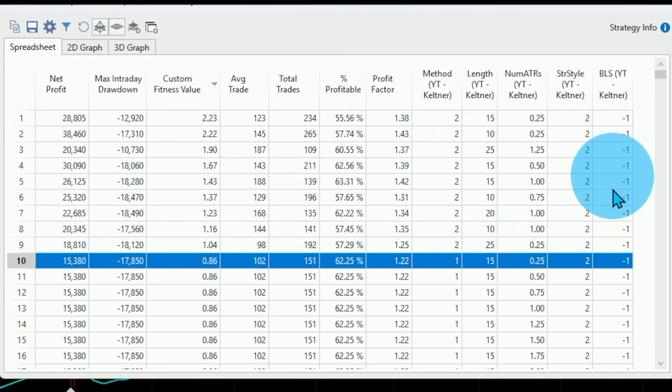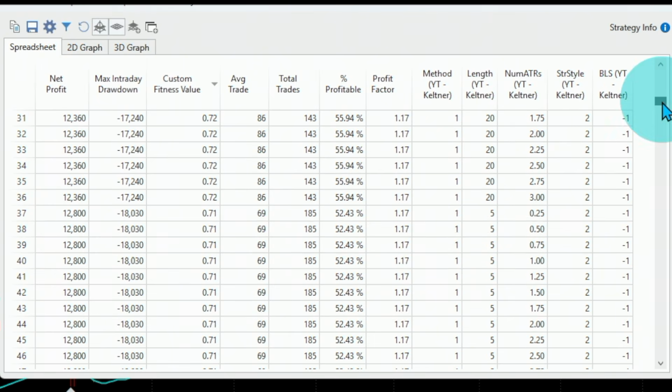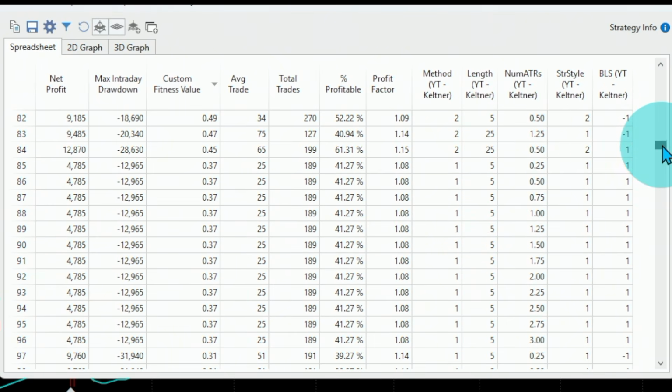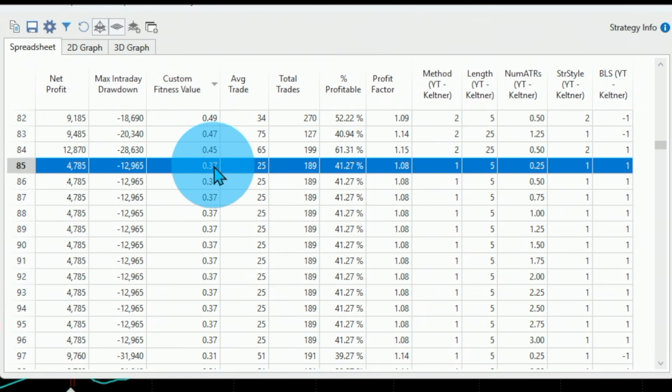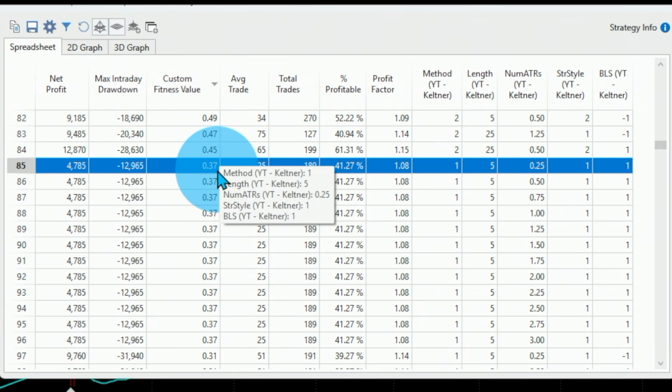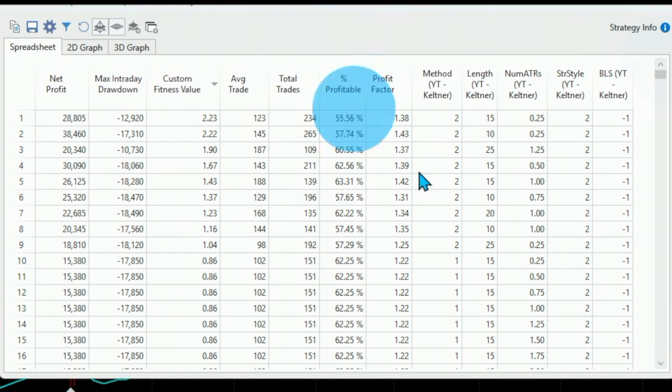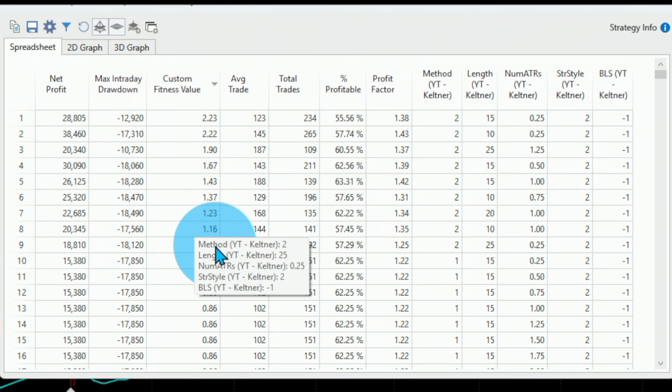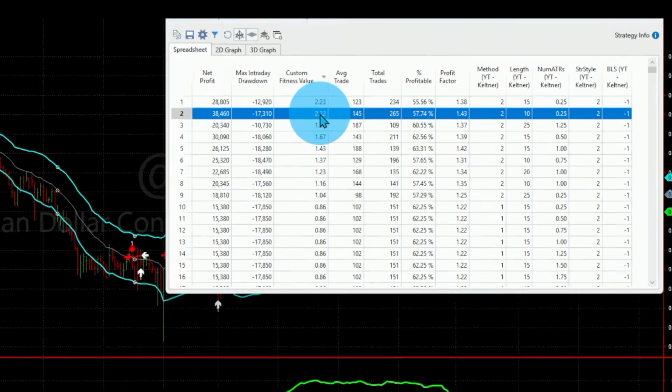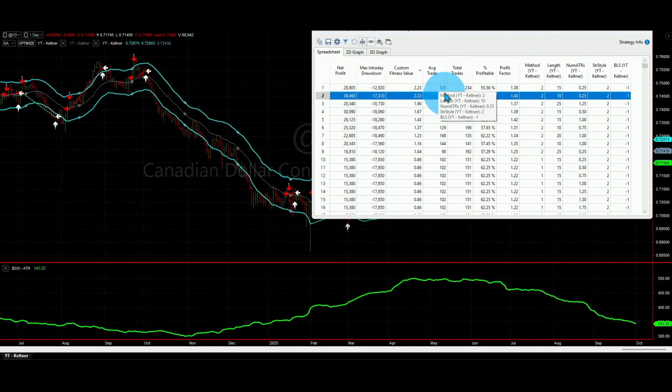All these are short strategies, and we have here long strategies, and now the return to drawdown is 0.37. So let's keep this in mind. We have 9 strategies that are making above 1 return to drawdown ratio, and only 2 making above 2. And these strategies are making between $120 and $145 on average.